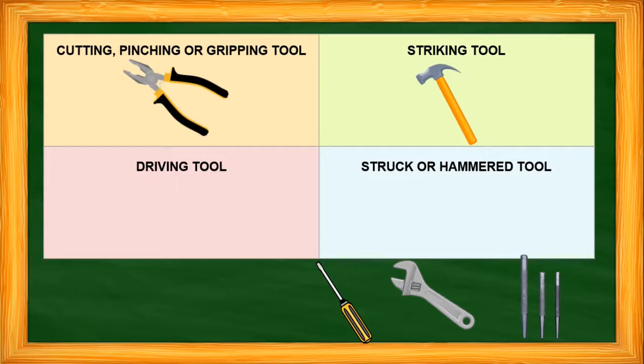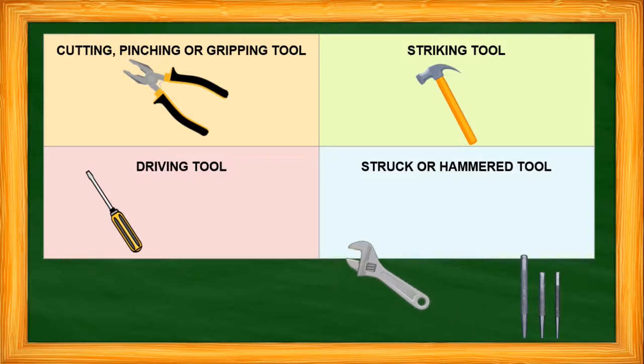Where does the screwdriver belong? Is it on struck or hammer tool? Or in driving tool? Very good. The screwdriver belongs to the driving tool. How about the wrench? Very good. It belongs also to the driving tool. Last one, we have the punches. Where does the punches belong? Very good. It is in struck or hammer tool.